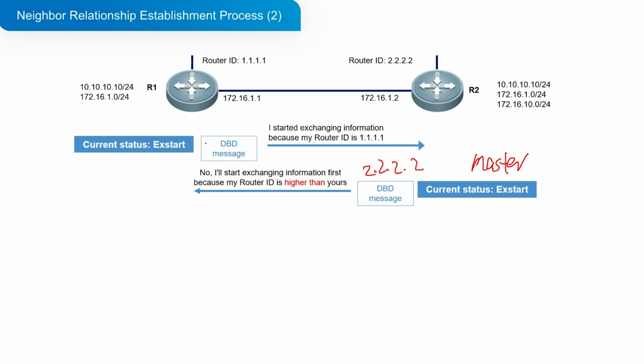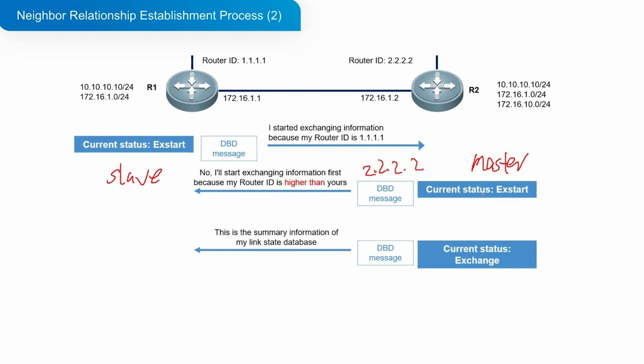Actually, R1 wants to be the master and sends the packet to R2. And when R2 receives this packet, it also sends a packet to R1 that includes the information: I am the master because my router ID is higher than yours, so you are the slave. So now the status is ExStart. Okay. So after we exchange the DBD messages, we have to send the useful information, right? So for the election of master and slave, the DBD message doesn't include any useful information, it is just to choose which is the master and which is the slave.